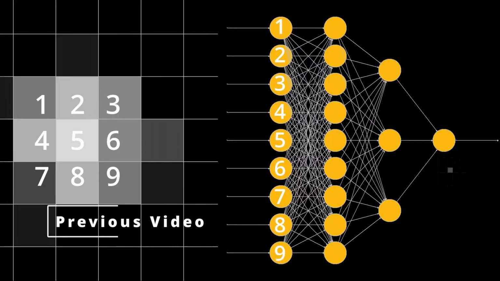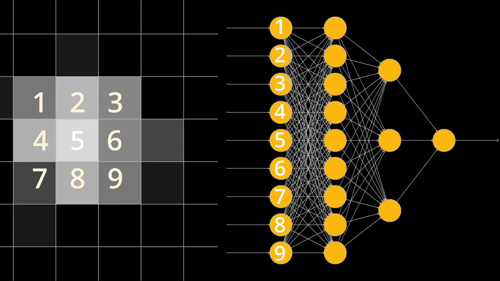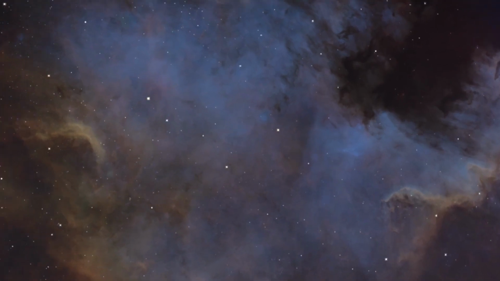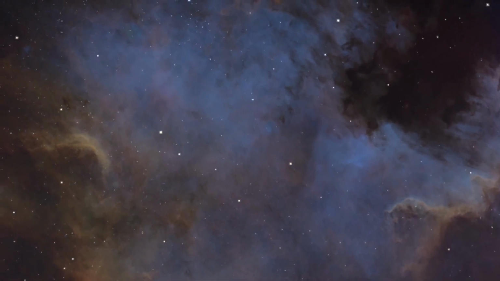In my previous video, I took Hubble pictures, made them blurry, and then trained a neural network. Today I'm going to share some improvements I've made to the sharpening tool.